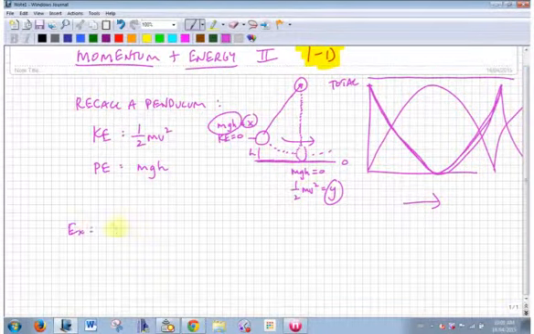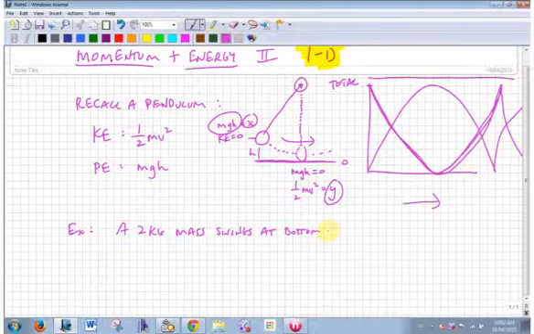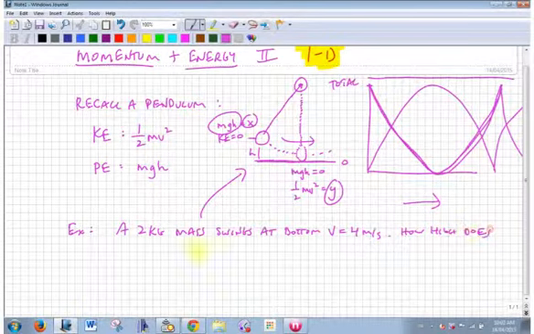So example, a 2 kilogram mass swings. At the bottom, v is 4 meters a second. That's what I'm talking about, that picture right there. How high does it go?